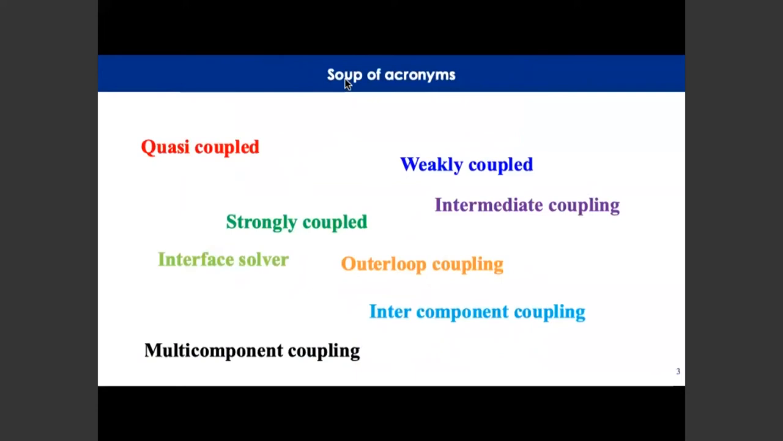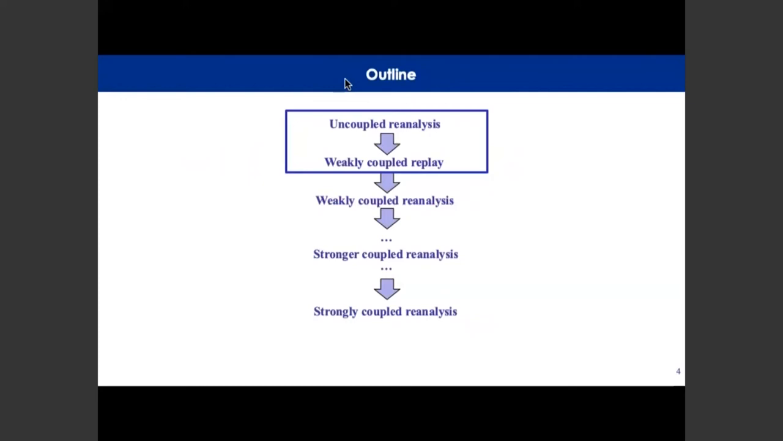So if you start working in the world of coupled data simulation, there are a lot of historic acronyms or names to it: quasi-coupled, weakly coupled, outer-loop coupled. And it's very confusing, and I feel like we're actually gelling in a more nuanced, more unified understanding of what coupling means, and I'll talk you through it today. I'll start with uncoupled reanalysis, weakly coupled replay, weakly coupled reanalysis, stronger coupled reanalysis, and finally end up with strongly coupled reanalysis, to describe the gradation of methods and what can be achieved with them.